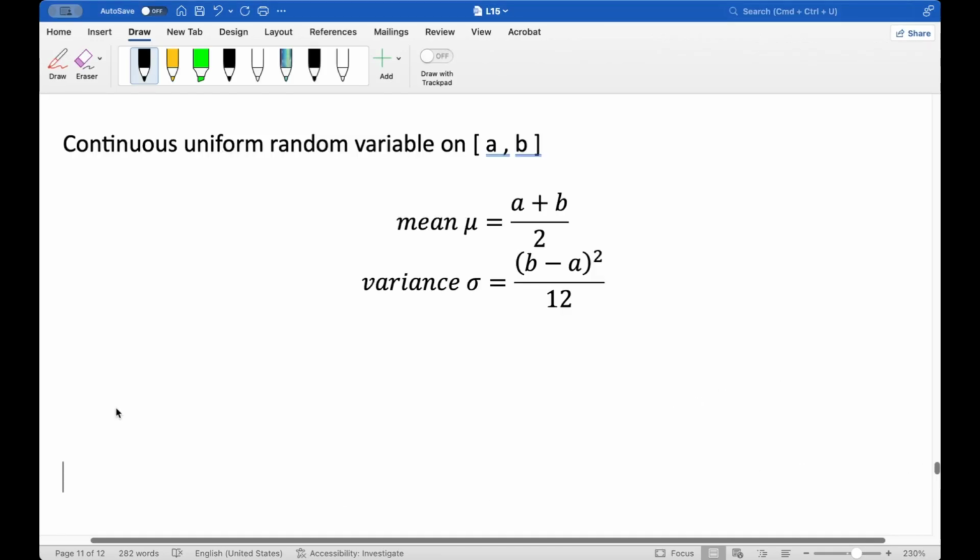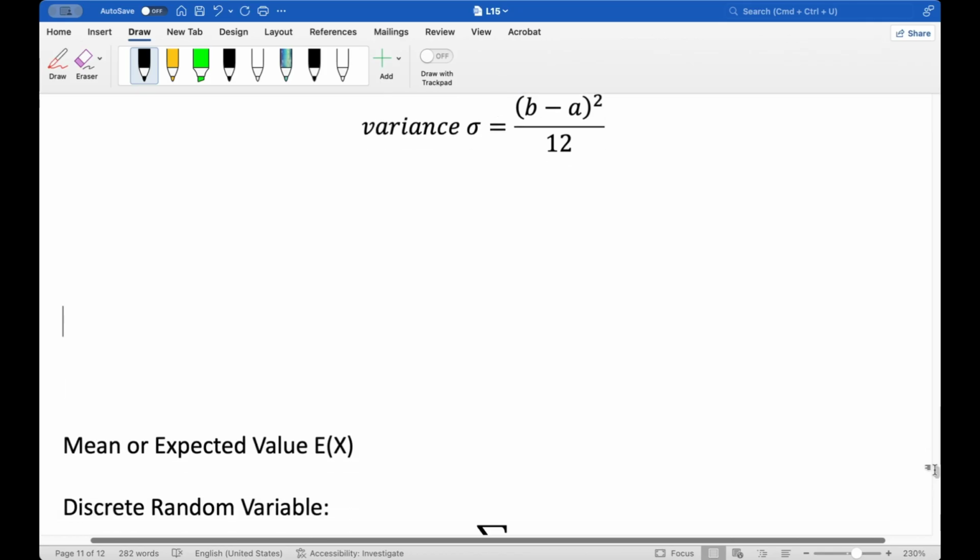All right, so we had some formulas for the discrete case. We have something similar here for the uniform continuous case. The mean is a plus b over 2, and the variance is b minus a squared over 12. We'll do a couple examples here.